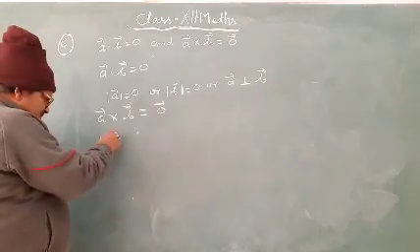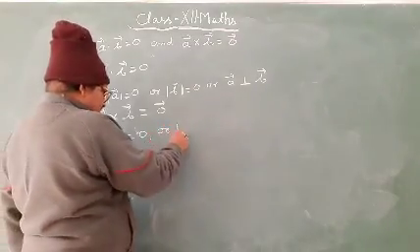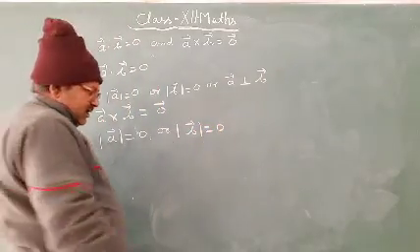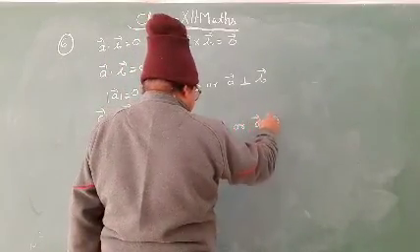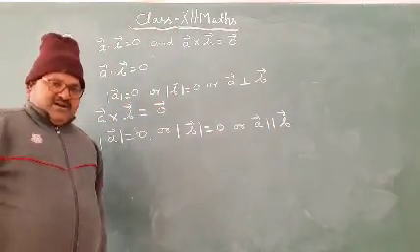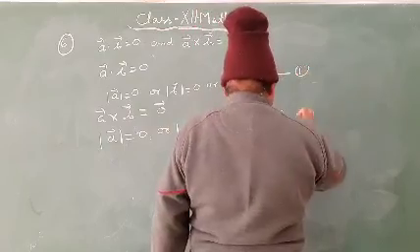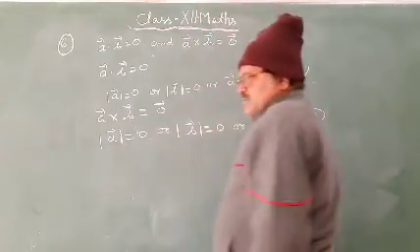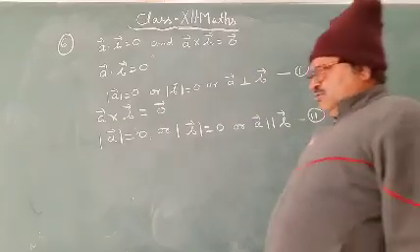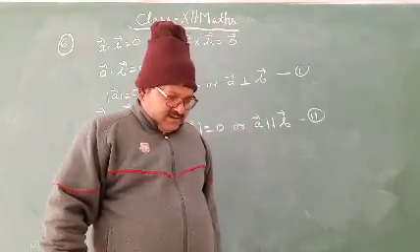So modulus of vector A equal to 0 or modulus of vector B equal to 0 or vector A parallel to vector B. If we take condition number first and condition number second together, we conclude about vector A and vector B.